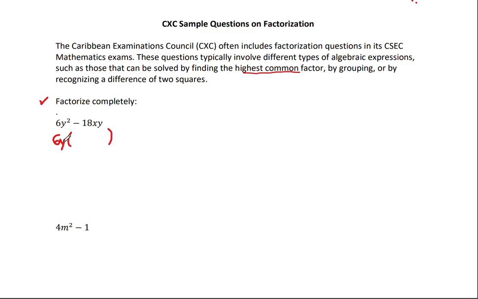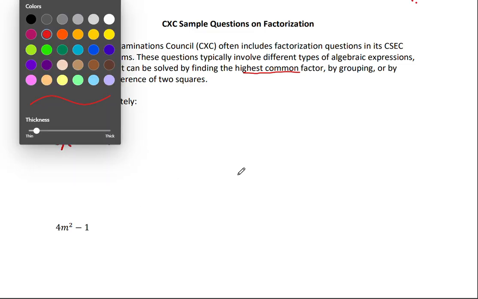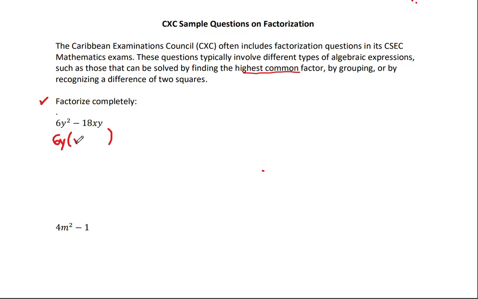Factoring out 6y means now that we're going to divide 6y, which is the highest common factor, into both 6y squared and negative 18xy. 6y can be divided into 6y squared y times, because 6y multiplied by y will give us 6y squared. In other words, y will divide into y squared y times, because y multiplied by y is y squared, and 6 divided into itself is 1. So we'll just get y as our result when we divide 6y into 6y squared.